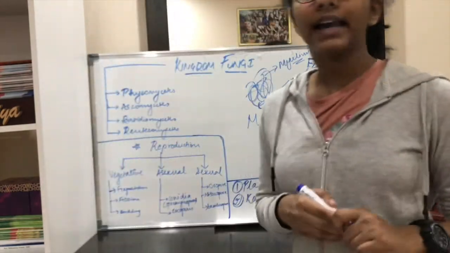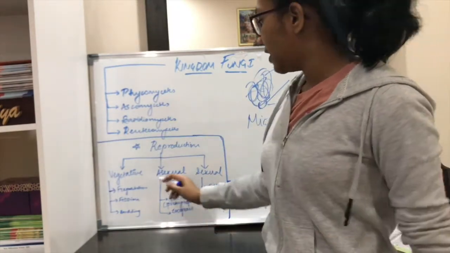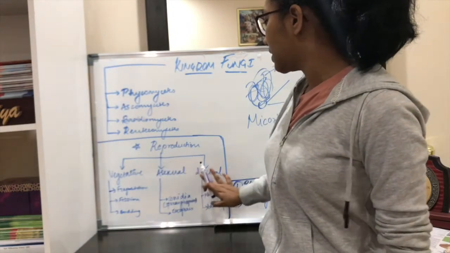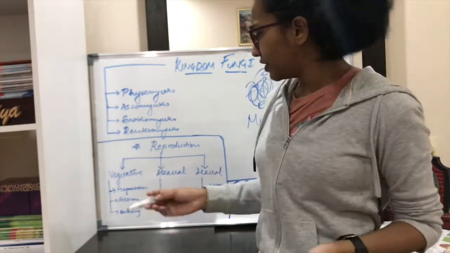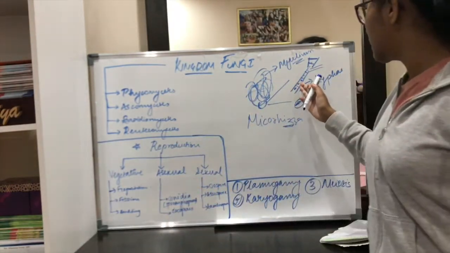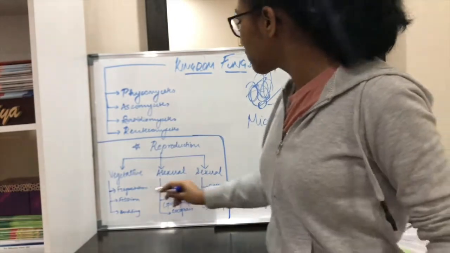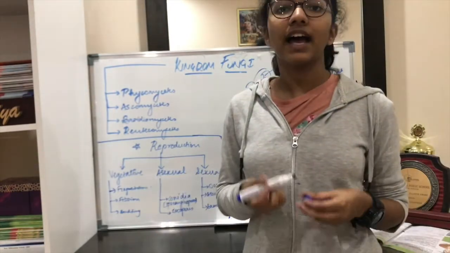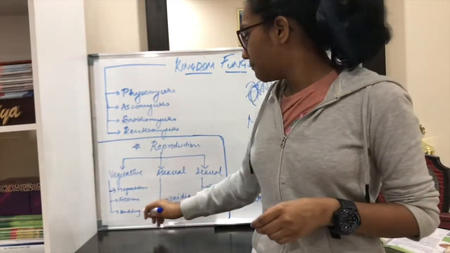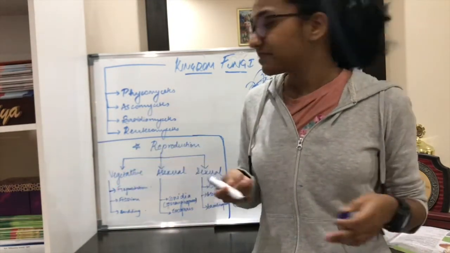Now followed by reproduction. Okay, reproduction in fungi can be divided into vegetative, asexual and sexual. Vegetative mein we've already learned these types, okay? Fragmentation. Okay, suppose this is the mycelium, it develops into different fragments. That is fragmentation. Then fission, binary fission, as it happens in amoeba, and followed by budding. Budding in yeast. Yeast is a fungi, alright?